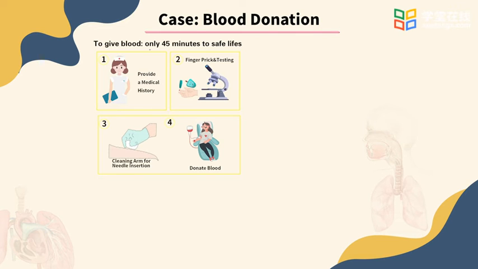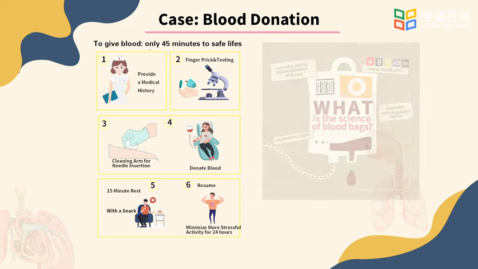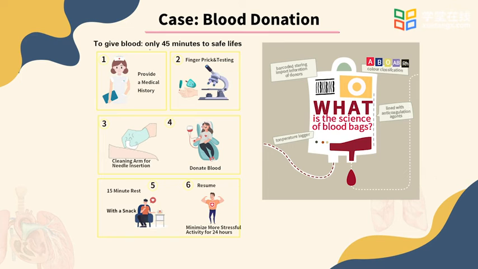Once the bag is full, you get unhooked and grab a snack and drink to replace the blood sugar you lost. And the whole process takes around 15 minutes. Your blood will soon be taken to a lab, where it will be tested for infectious diseases, categorized by detailed blood type grouping, and separated into different parts before heading out to hospital.